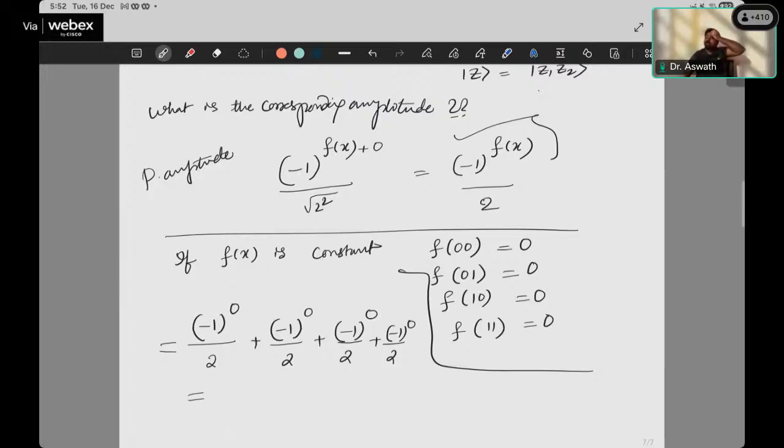So what did I miss? It's a probability amplitude. So I have to square it for the probability.